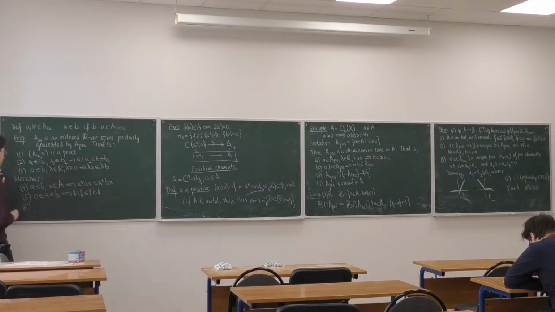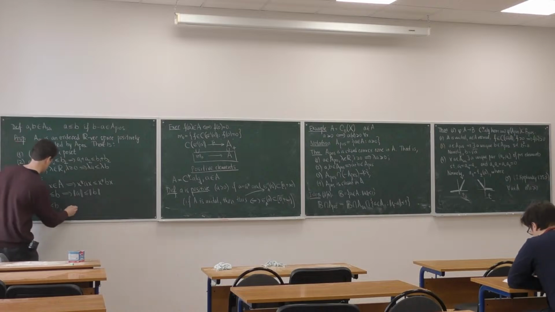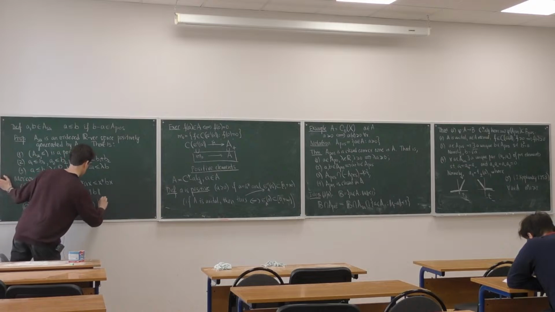Property 6 is that if A and B are invertible, and A is positive, invertible, and A is less than or equal to B, then B inverse is less than or equal to A inverse.